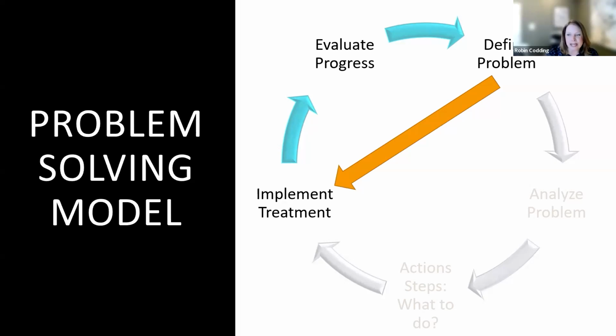So we are skipping part of this problem solving model when we move from a screening decision to find the problem to right to implement treatment. Because we already said most of the tools that we are using for screening are not really good at analyzing the problem. And therefore, we're not really able to match students' needs to their treatment.